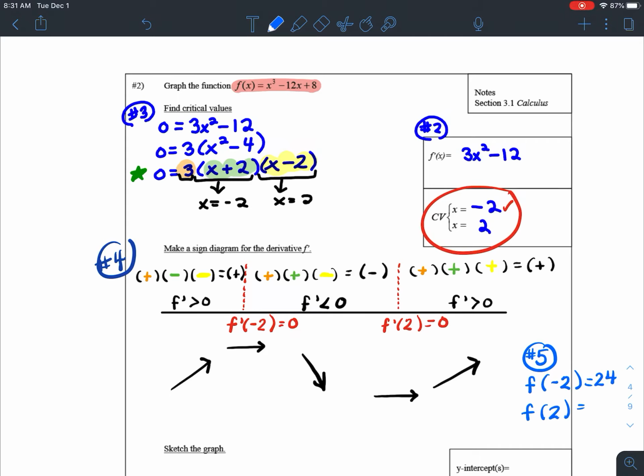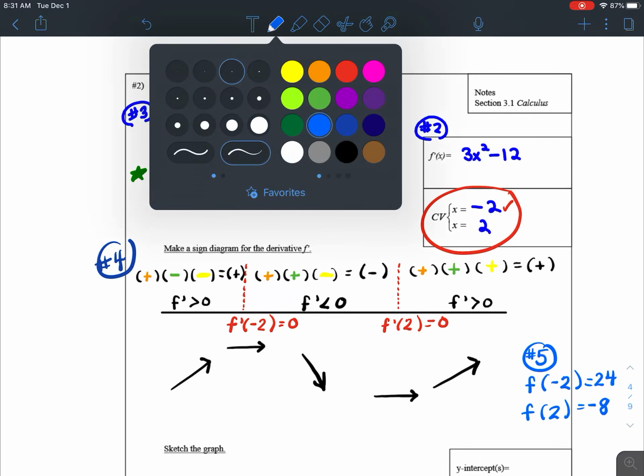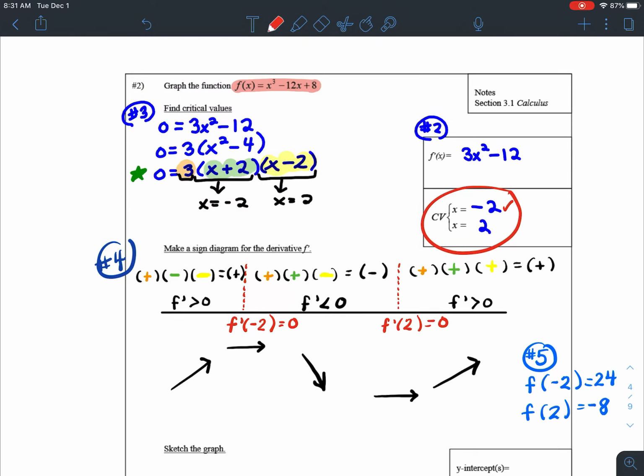If you plug -2 in to the original, you get 24 back out, and if you plug +2 in, you get -8 back out. Now, this is what also needs to be placed on your sign diagram. So directly underneath where the -2 is, right here, you're going to place the point -2, 24.